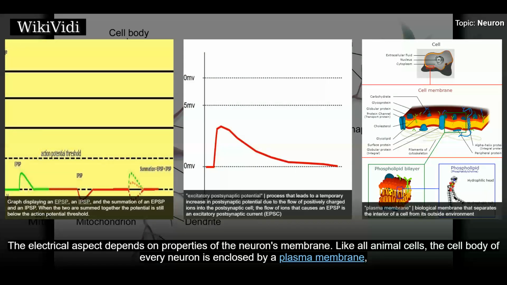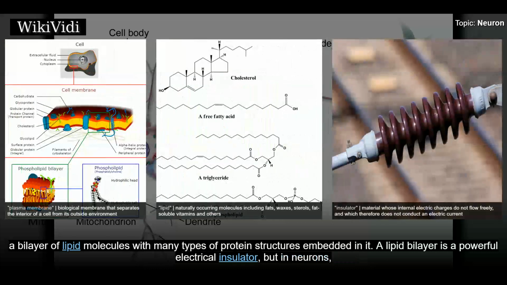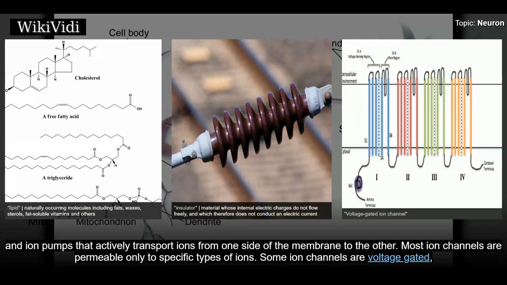The electrical aspect depends on properties of the neuron's membrane. Like all animal cells, the cell body of every neuron is enclosed by a plasma membrane, a bilayer of lipid molecules with many types of protein structures embedded in it. A lipid bilayer is a powerful electrical insulator, but in neurons, many of the protein structures embedded in the membrane are electrically active. These include ion channels that permit electrically charged ions to flow across the membrane, and ion pumps that actively transport ions from one side of the membrane to the other.